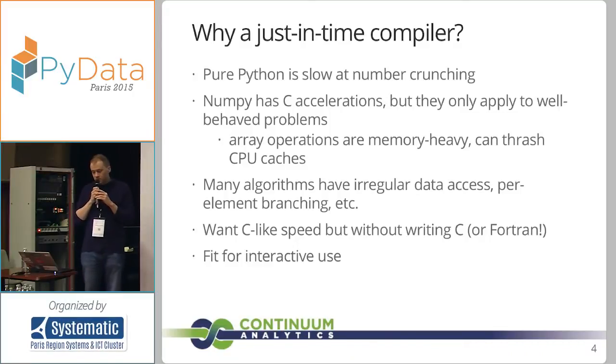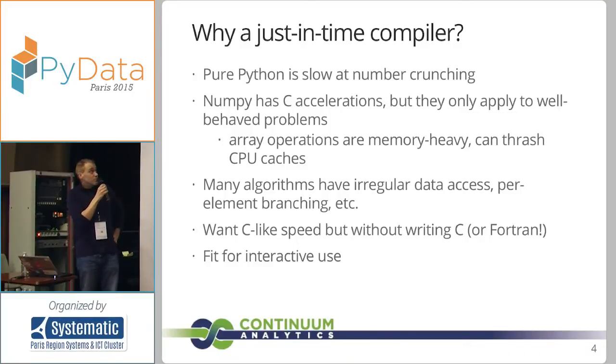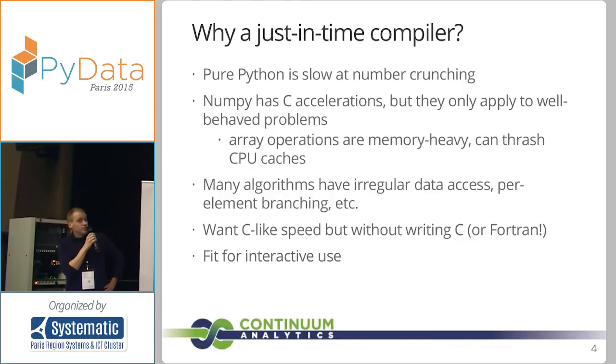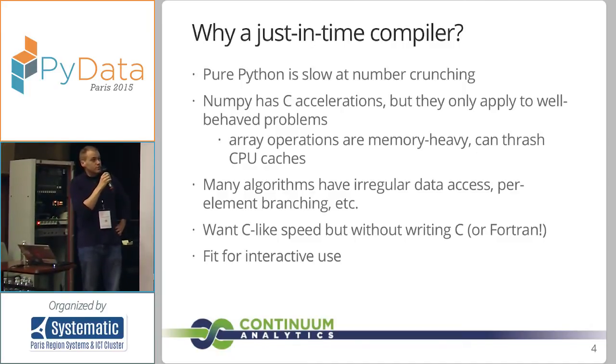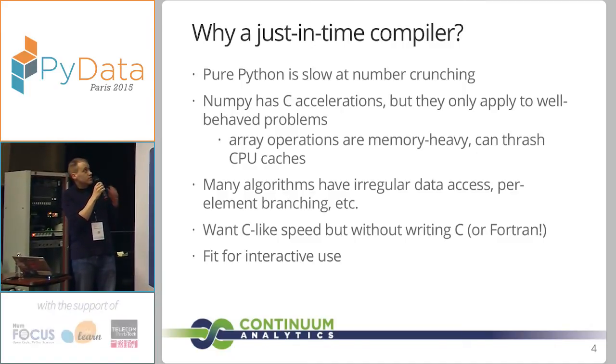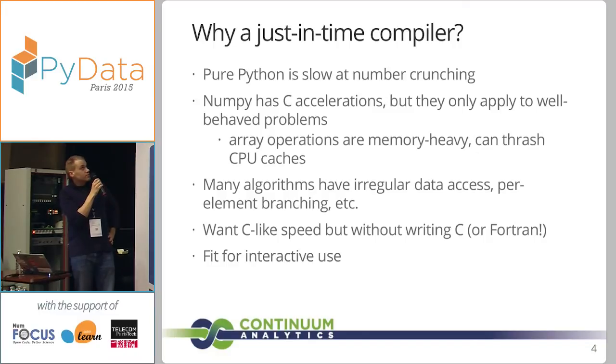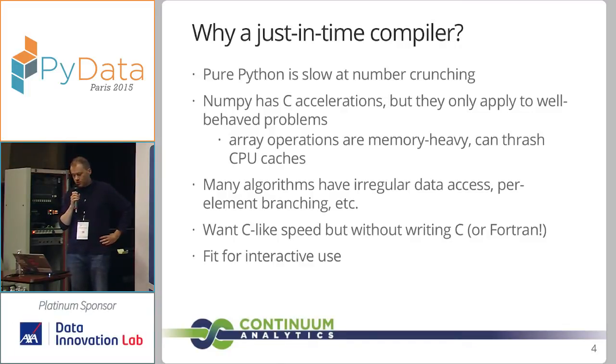So why a just-in-time compiler? As you all have noticed, pure Python is slow at number crunching. If you write a loop and compute various operations on one element at a time on, say, a Numpy array, you'll notice that the numbers are very bad compared to what you would expect from C, Fortran, C++. So the next thing you can think about is, well, I use Numpy because Numpy has linear algebra. Numpy has specialized loops for various kinds of matrix operations or vector operations.